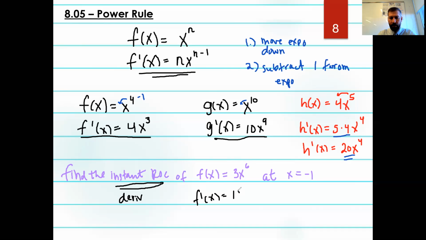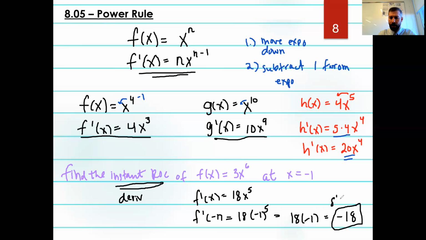Bring that 6 down. That gets multiplied with the 3. And that 6 becomes a 5. Now, we can just plug in a -1 into our derivative function. And this is replacing all of that work that we did before at that limit. And this is just going to become 18 times -1, which is -18. So there's my slope. There's my instantaneous rate of change. There's my slope of the tangent line. Found my derivative using the power rule, and then I plugged in.